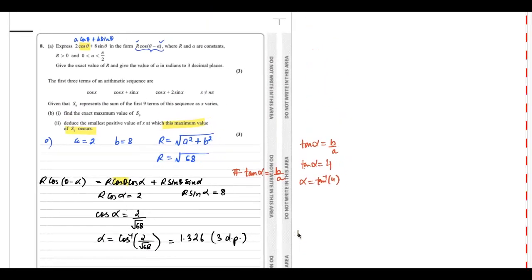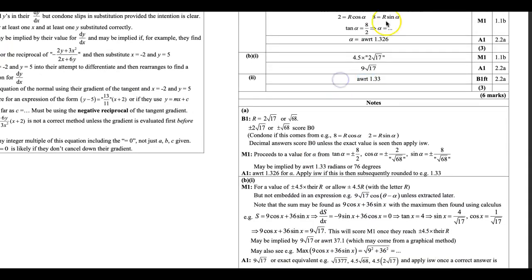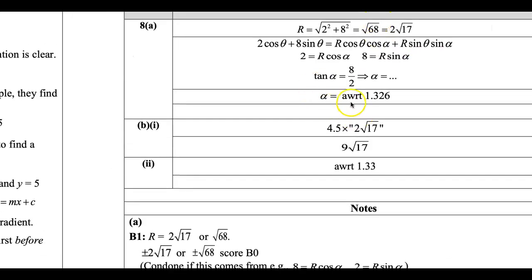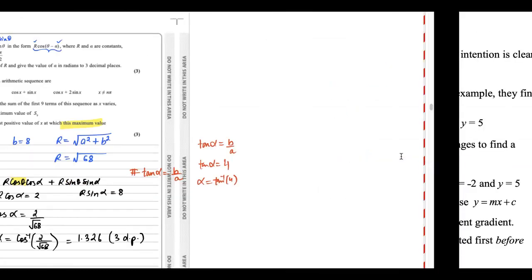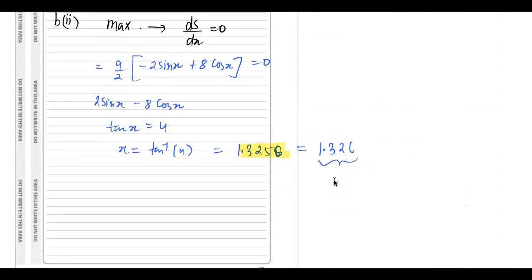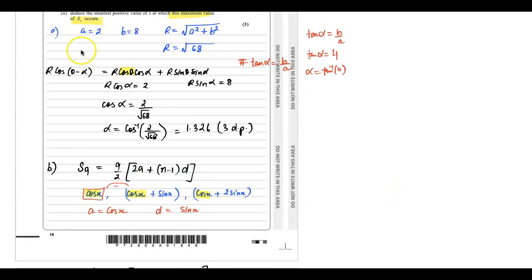Let's quickly check the answer. The first we've marked, and the second is 9 root 17 and 1.33. Okay, they are taking 3 decimal places, so we can also write 3 decimal places here. So it would be 1.326. Correct? Okay, hope that makes sense. Bye bye. Take care.